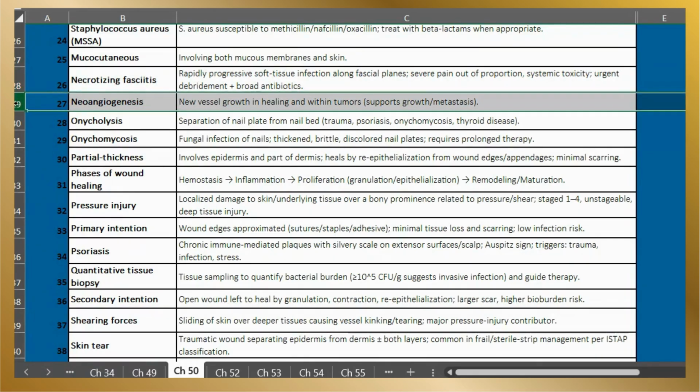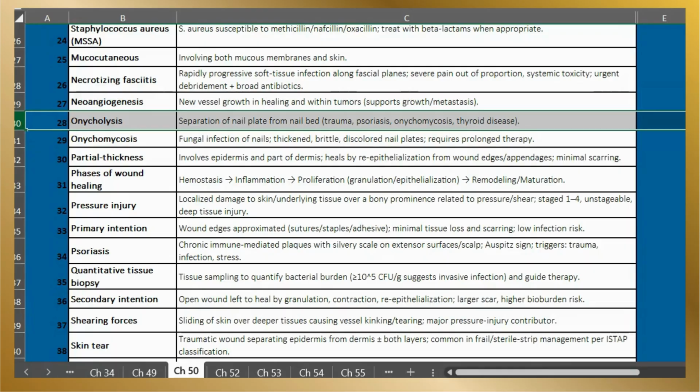Then we have neoangiogenesis. It's new vessel growth in healing and within tumors, supporting growth and metastasis. So neo means new, like neonatal. Neo means new, plus angiogenesis is the vessel creation. It's like pathophysiology. So if you get a quiz, it's a perfect word to describe, like an essay question type, like a short answer.